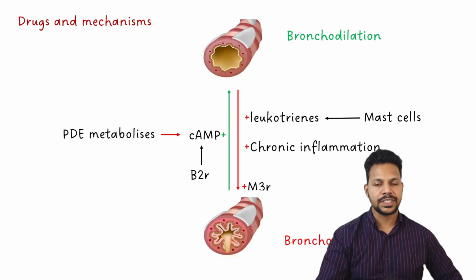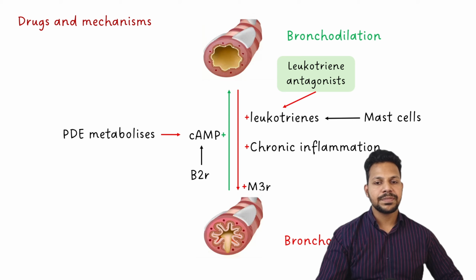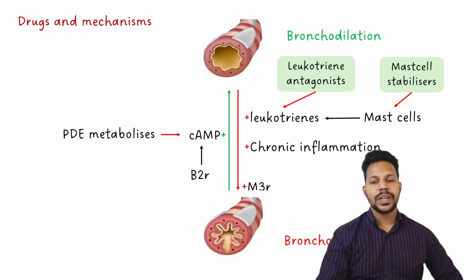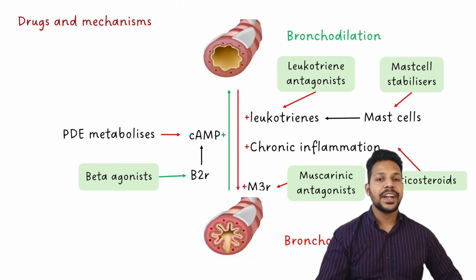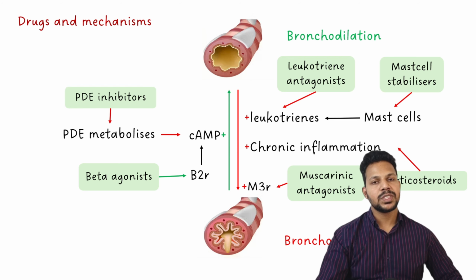Now let's look at the drugs. We can block the leukotrienes by using leukotriene antagonists. You can block the mast cells by giving mast cell stabilizers. You can reduce the chronic inflammation by giving corticosteroids. You can block M3 receptors by using muscarinic antagonists. You can increase the activity of beta 2 receptors by giving beta agonists, and you want to reduce the phosphodiesterase enzyme by giving phosphodiesterase inhibitors. So these are the different drugs that are used in COPD.